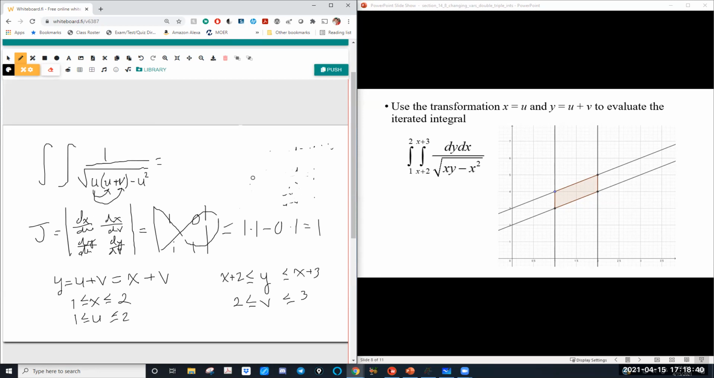So the limits for v are born out of the transformation. There's a couple different ways, and I'm going to show you another way in the next example.